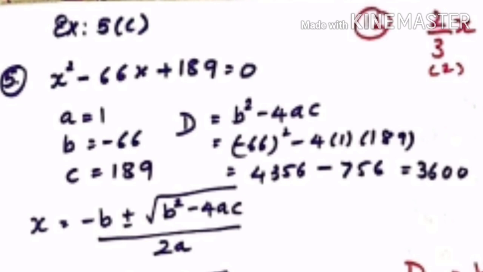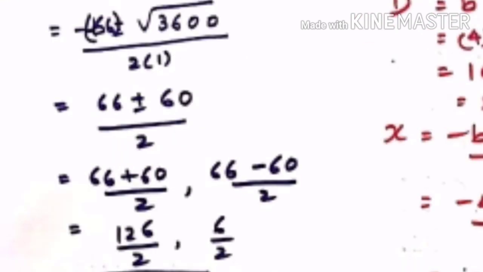So I get minus 66 whole square minus 4 into 1 into 189. Minus 66 square is 4356, minus the multiplication of 189 and 4, which is 756, and the subtraction is 3600. Now I place my formula: x is equal to minus b plus or minus under root b square minus 4ac upon 2a, and now we place the values in that equation.